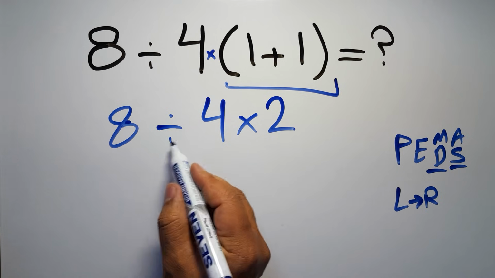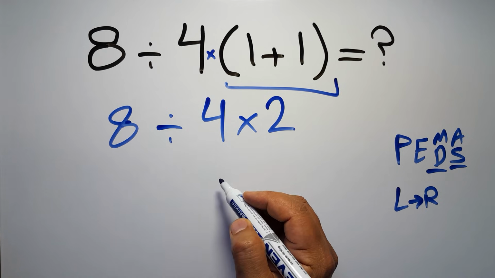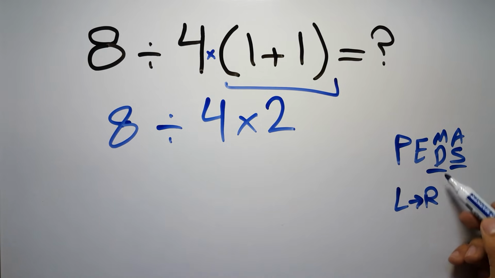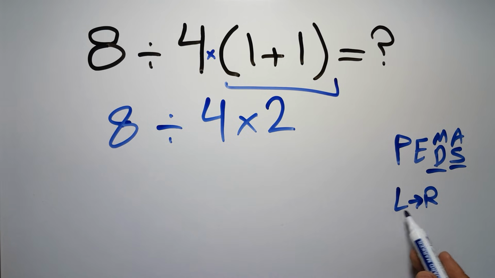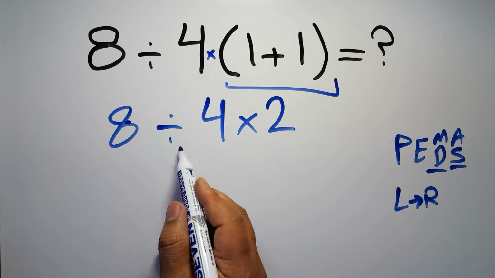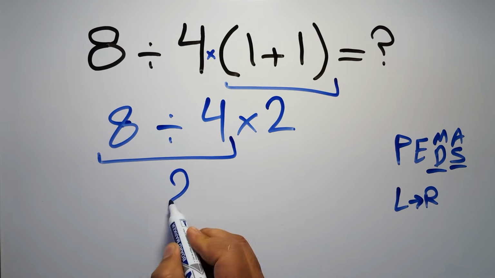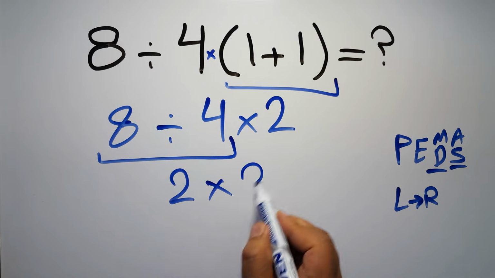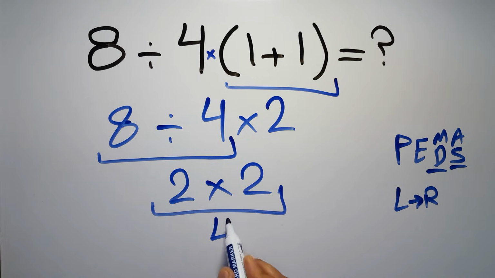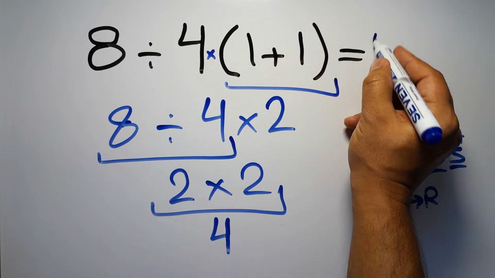Now we have one division and one multiplication. As I said, multiplication and division have equal priority and we have to work from left to right. So here, first we have to do this division. 8 divided by 4 is just 2. So 2 times 2, which equals 4. And this is our final answer to this problem. The correct answer is 4.